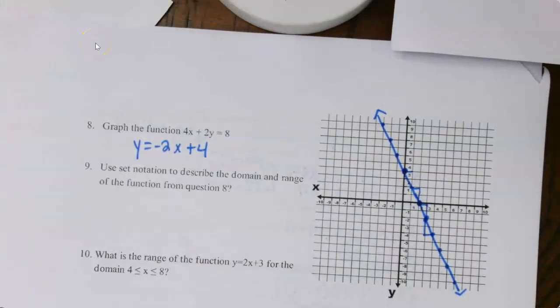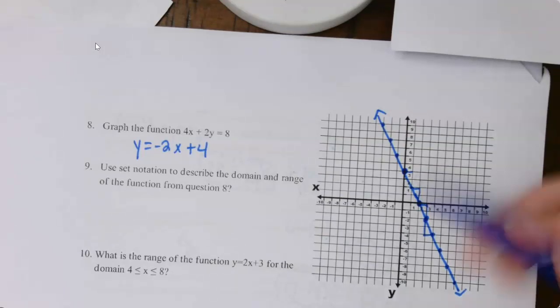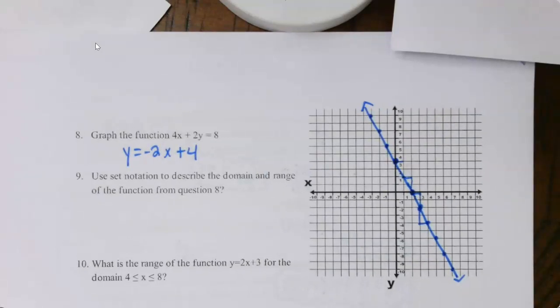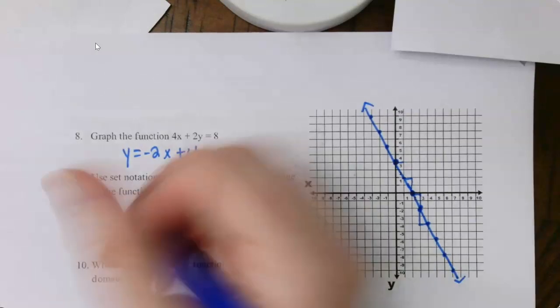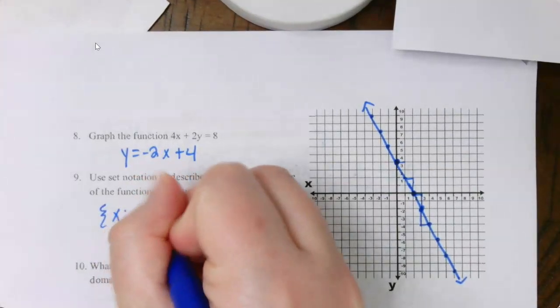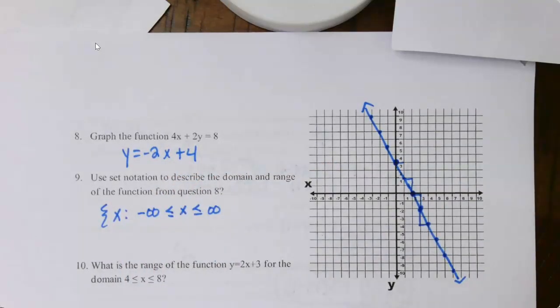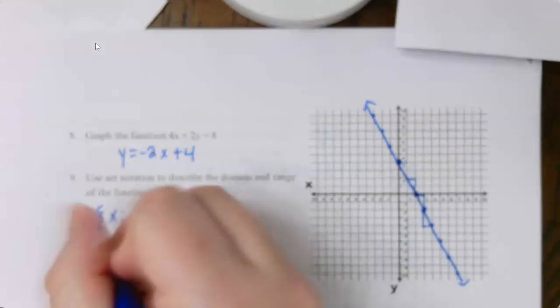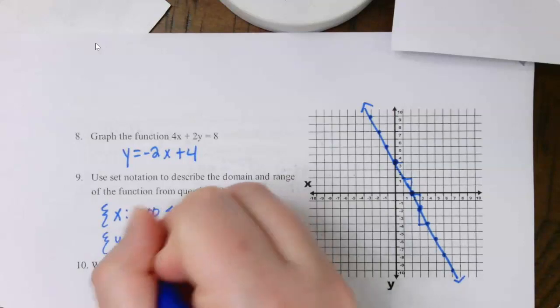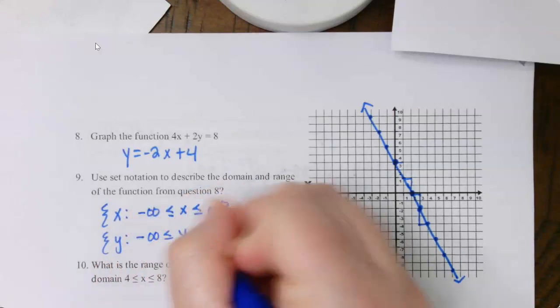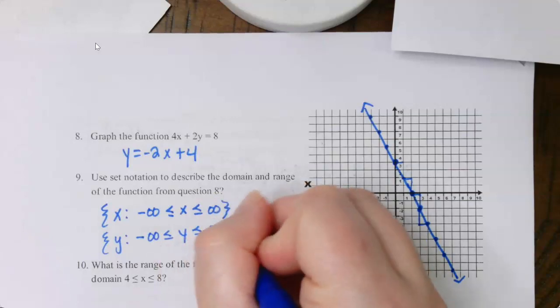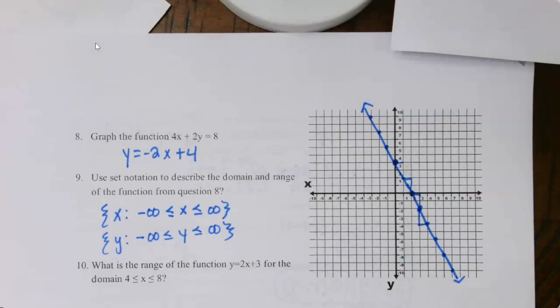Number 9 says use set notation to describe the domain and range of the function from question 8. Okay, so this is a linear function. Linear functions are going to have a domain and a range of all real numbers. So in set notation, what does that look like? So the domain is going to be between negative infinity and positive infinity. So x is going to be in between negative infinity and positive infinity. Same for y. Y is going to be in between negative infinity and positive infinity. Okay, that is set notation for all real numbers.